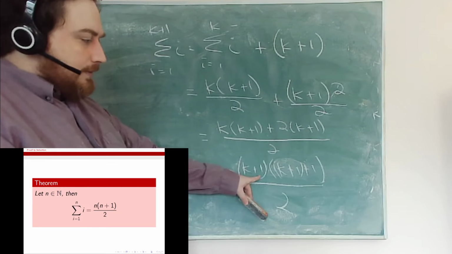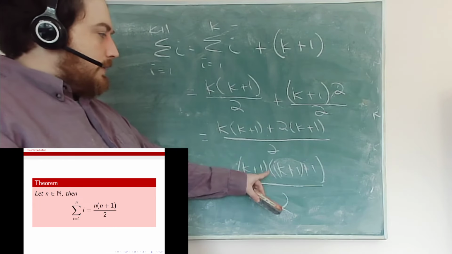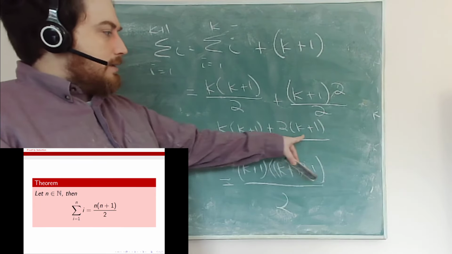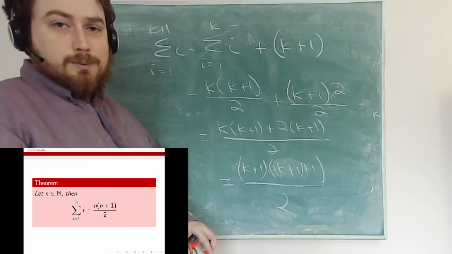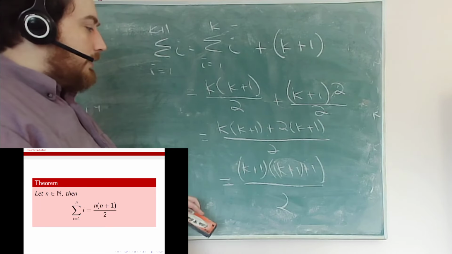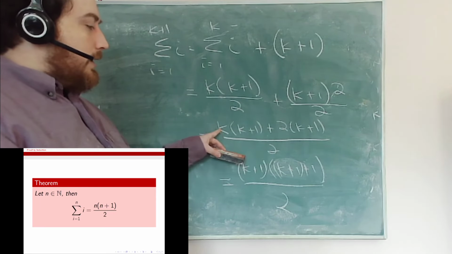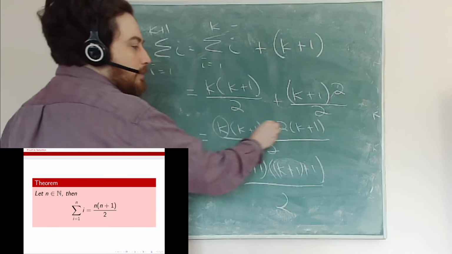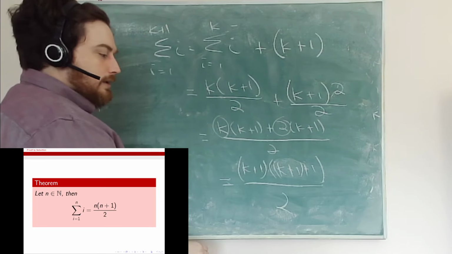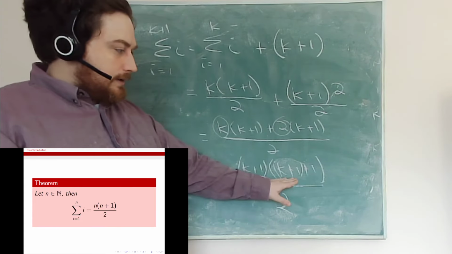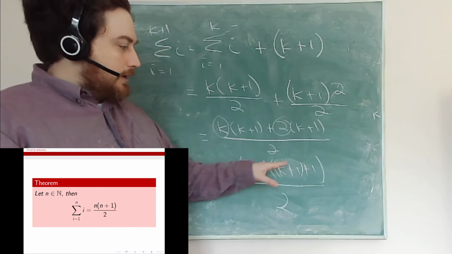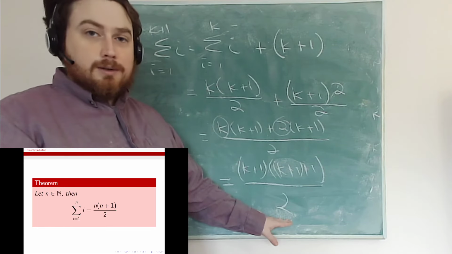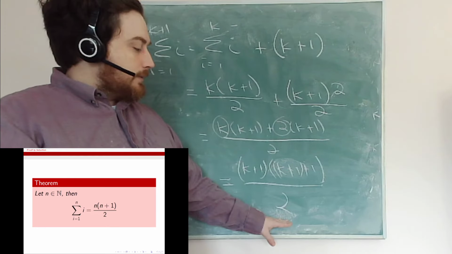Now, notice what I want is this. So what I can do here is, if I look at the top, each of these terms has a k plus 1 on it. So I can factor out the k plus 1, and what I'll get is k plus 1 times k plus 2. But instead of writing that down, notice that this is just k plus 2. So I get k times k plus 2 divided by 2, which is exactly what I wanted.